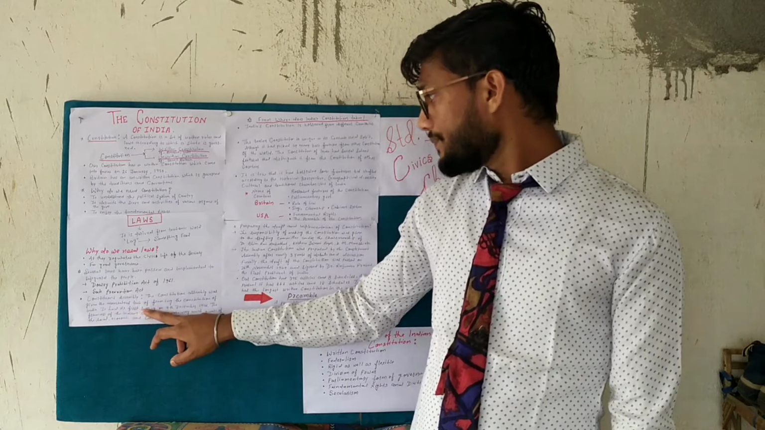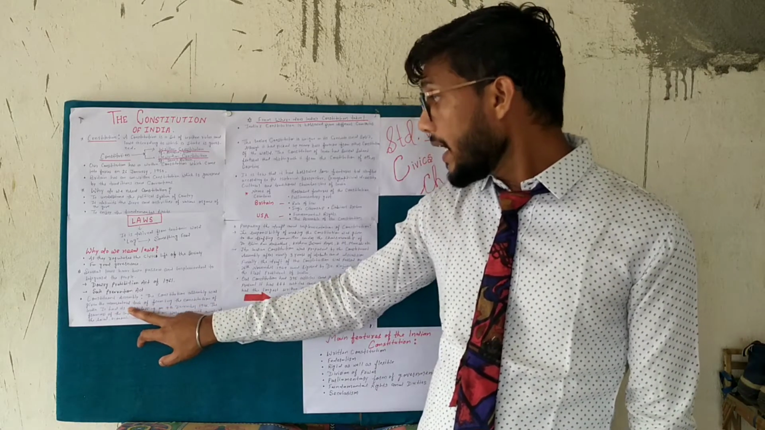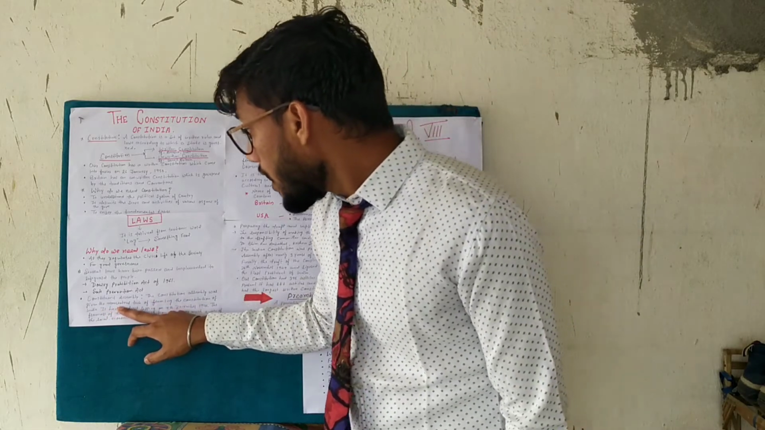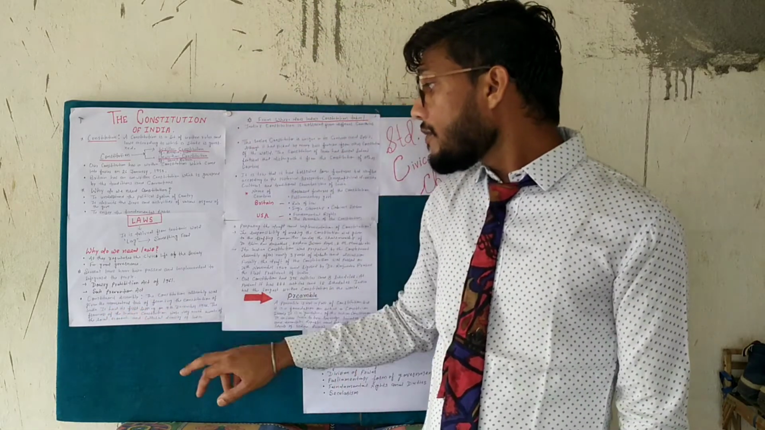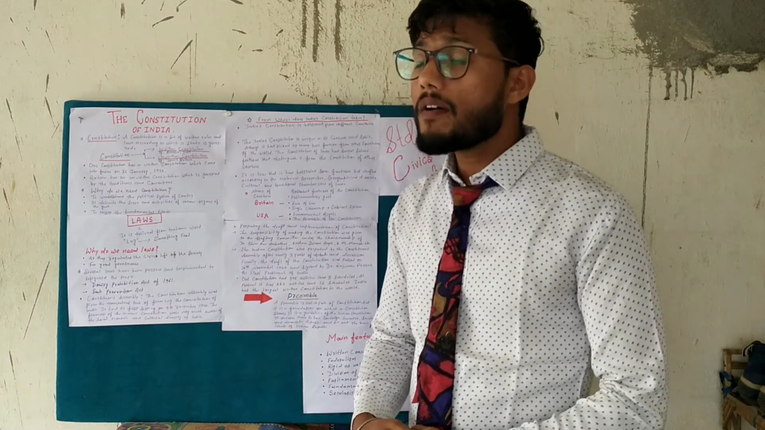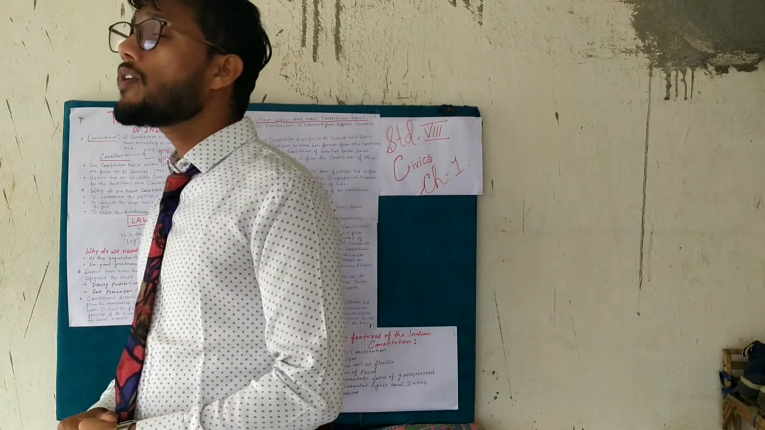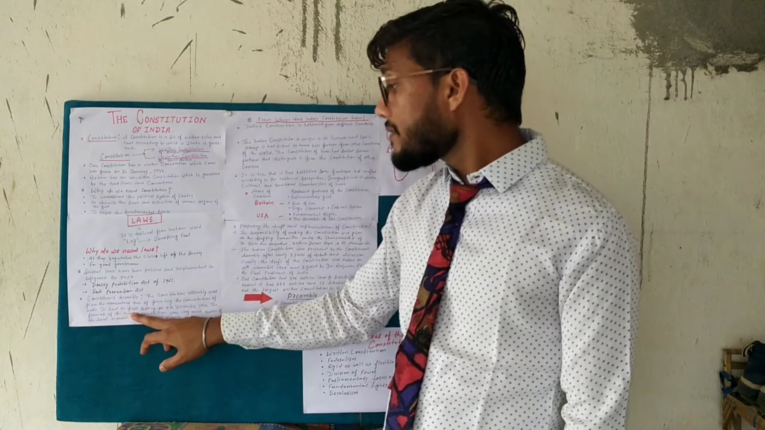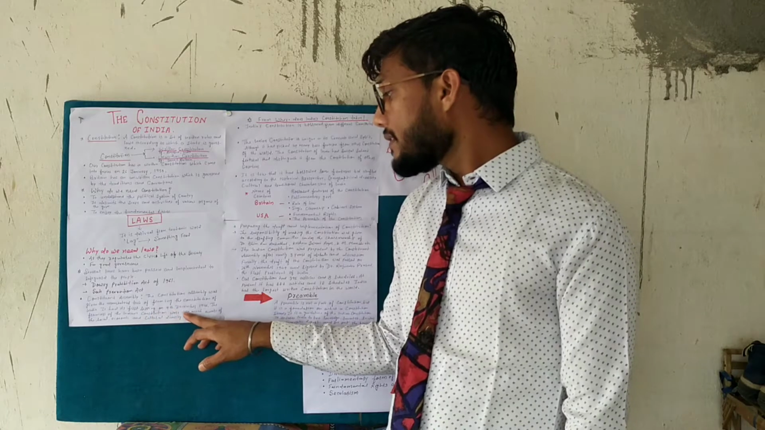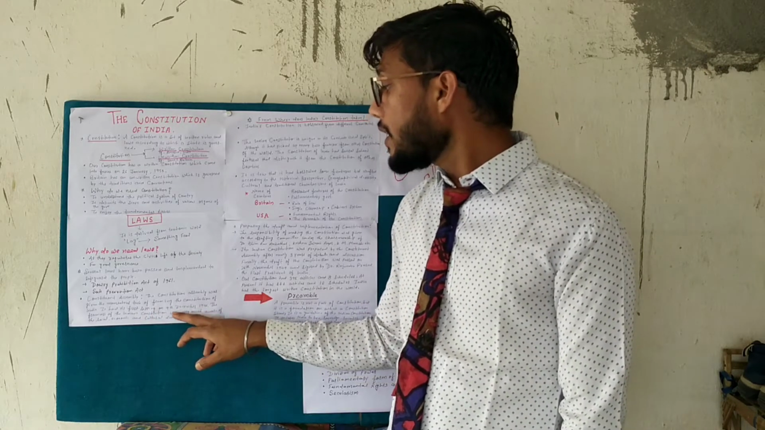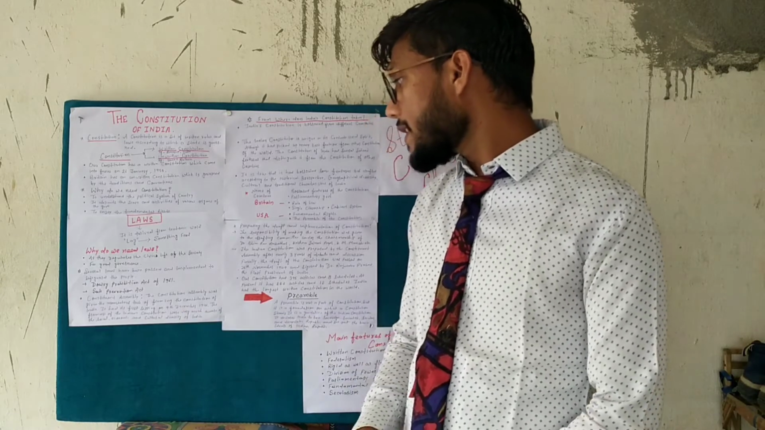Constituent Assembly. The Constituent Assembly was given the task of forming the constitution. Okay? That means the drafting committee is responsible for forming the Constitution of India. It had its first sitting on 9th December 1946.